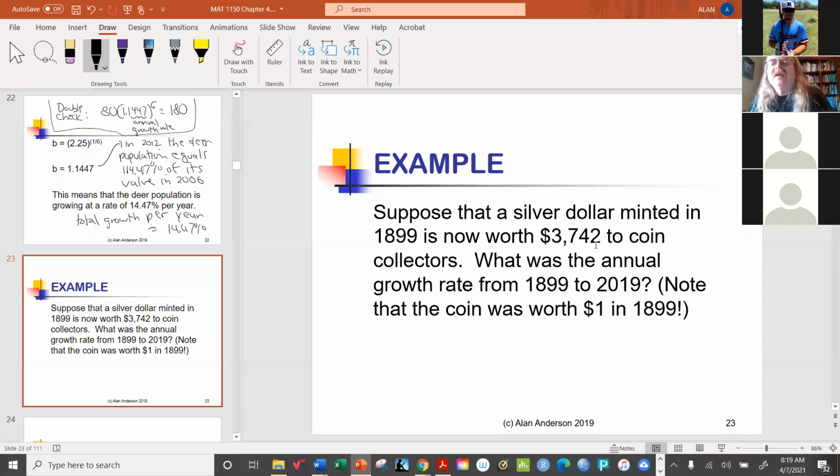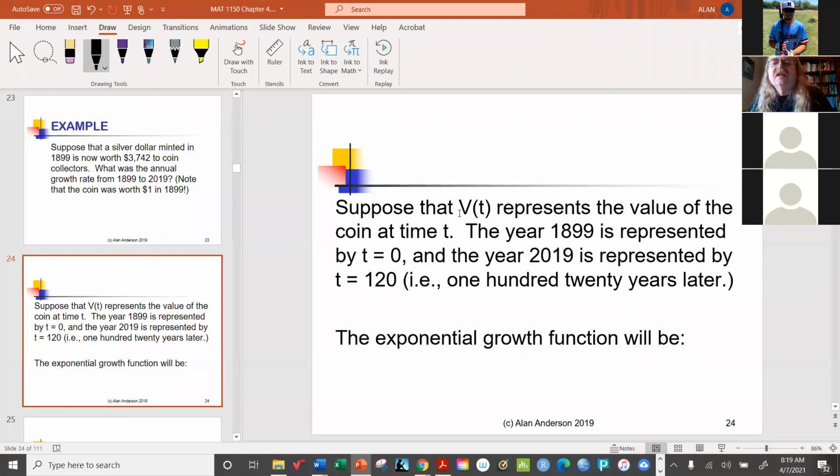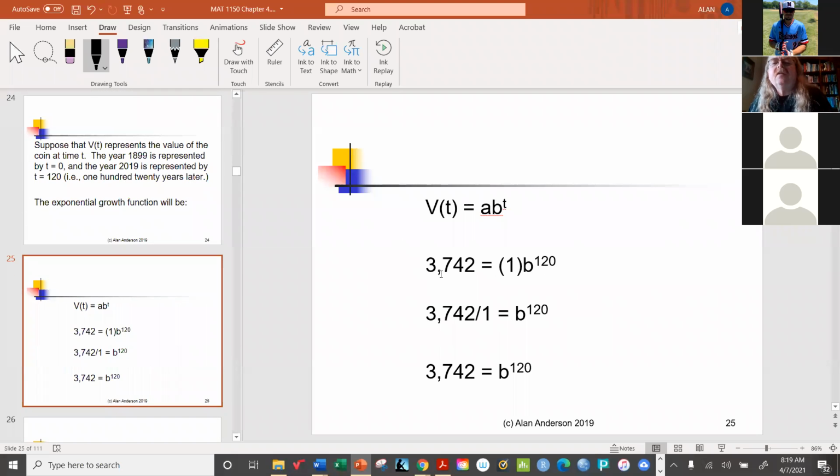What was the annual growth rate between 1899 and 2019, based on the assumption that the growth rate has been exponential? Well, in a case like this, we'll use that V(t) function that we had earlier. V means value. The value at time t equals a times b to the t. And you recall that in this case, t equals 0 represents 1899. So 2019, therefore, t would be 120 because that's 120 years later.